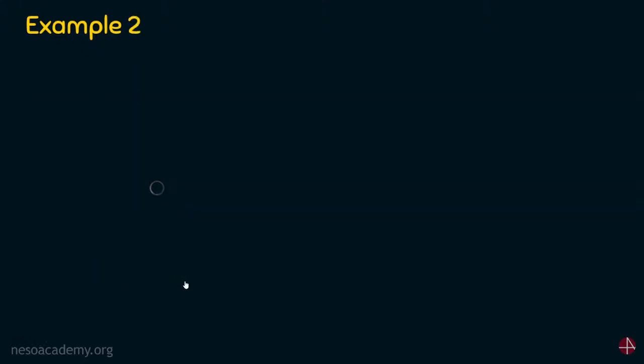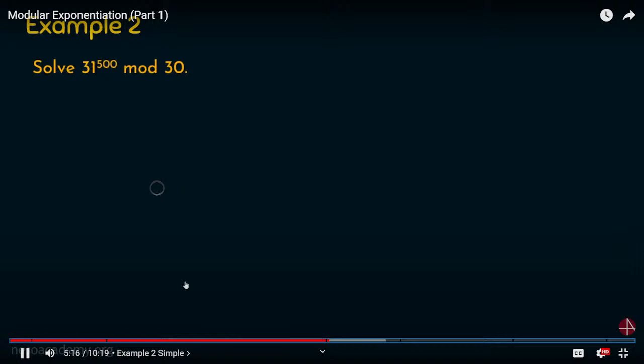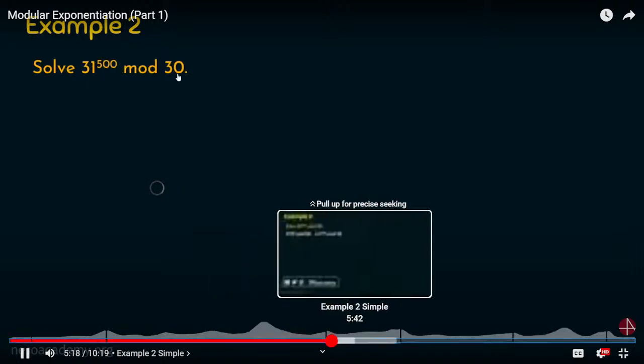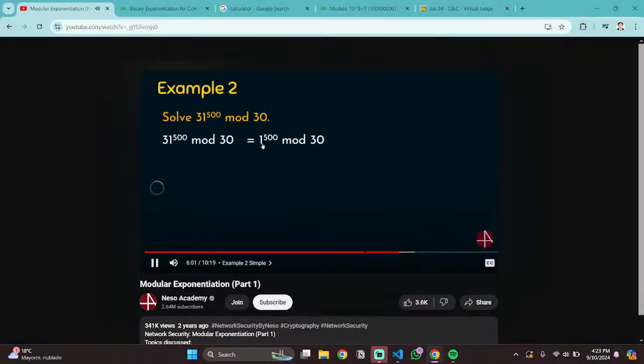Let's now move on to example number 2. The question is, solve 31 power 500 mod 30. Replacing 31 with 1 now. Can you see here?